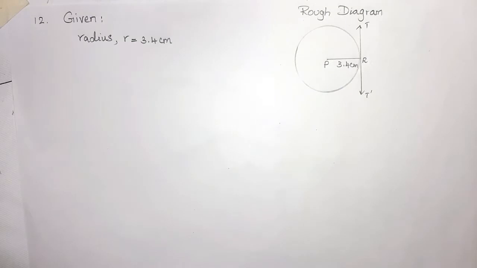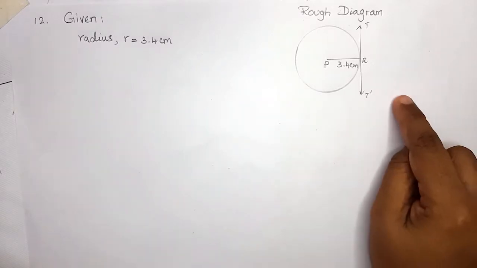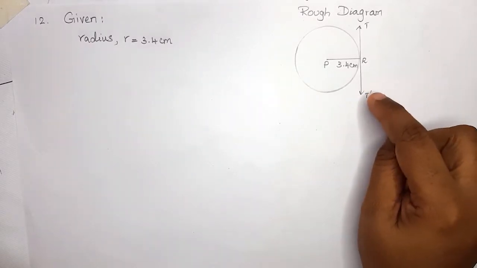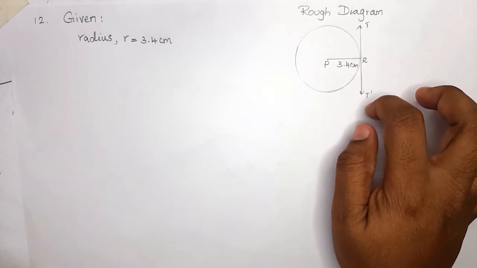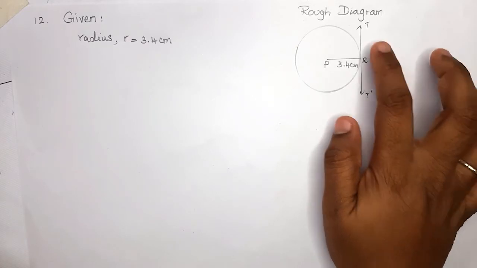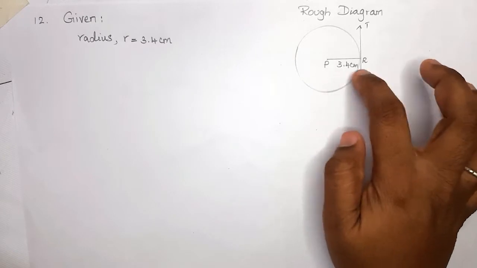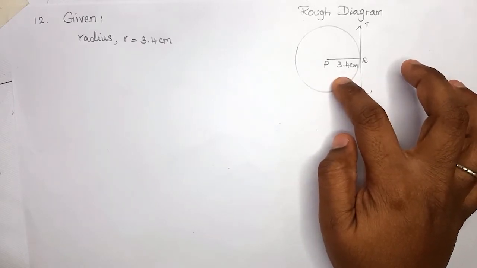As you know, before we begin with the construction, the first step is to write the given, draw a rough diagram, and then do the fair diagram. Given radius is equal to 3.4 centimeter. In the rough diagram, I have drawn a small circle with P as center, and at the point R we have drawn a tangent and named it T dash, and the radius of the circle is 3.4 centimeter.